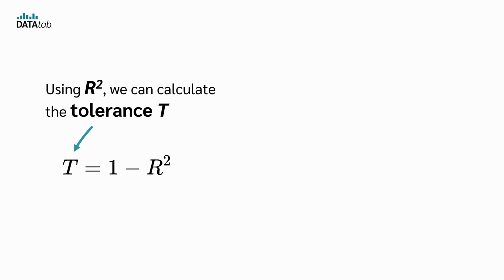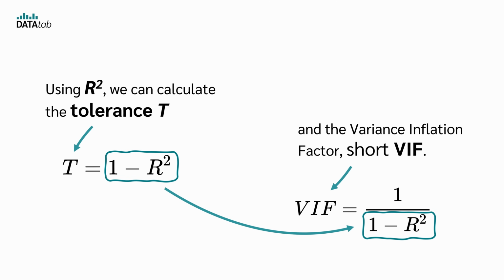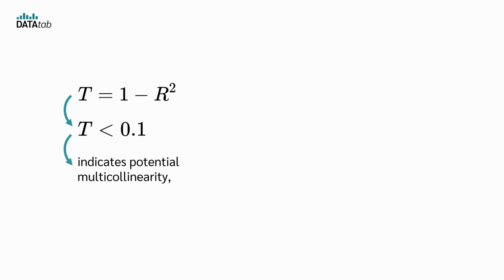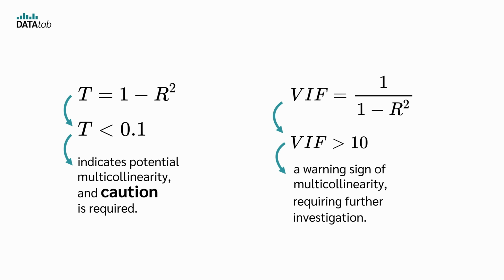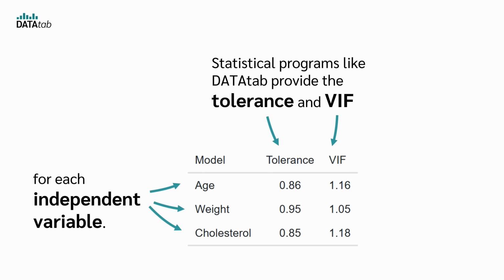Using r squared, we can calculate the tolerance and the variance inflation factor, short VIF. Basically, the VIF is 1 divided by the tolerance. If the tolerance is less than 0.1, it indicates potential multicollinearity and caution is required. On the other hand, a VIF value greater than 10 is a warning sign of multicollinearity, requiring further investigation. Typically, statistical programs like DataTab provide the tolerance and variance inflation factor (VIF) values for each independent variable.